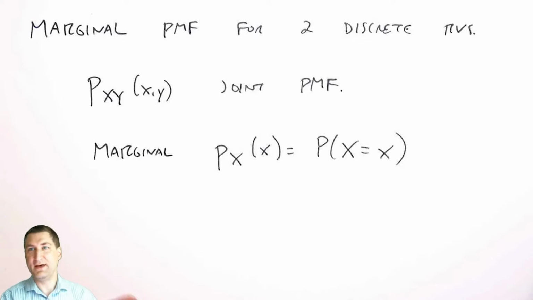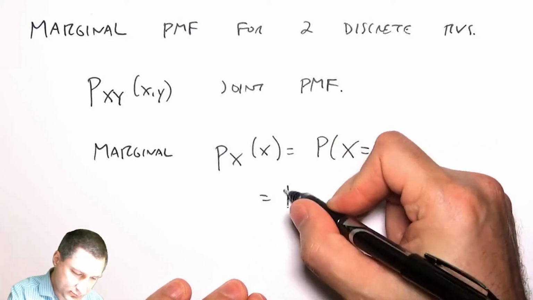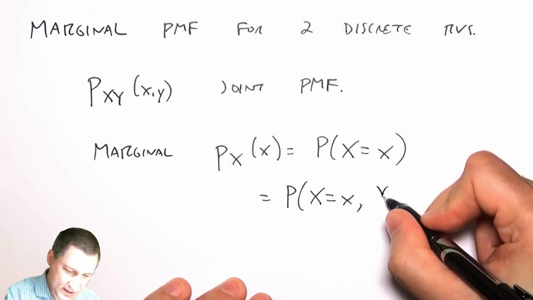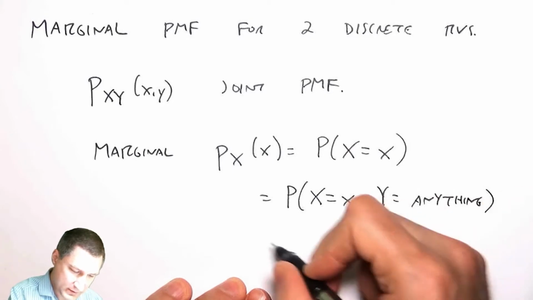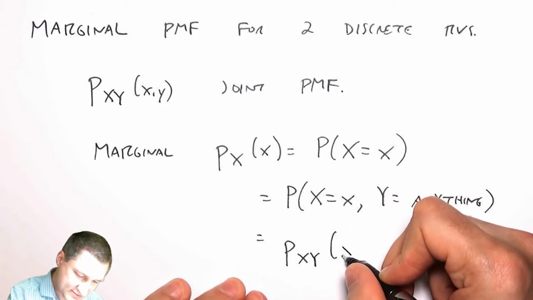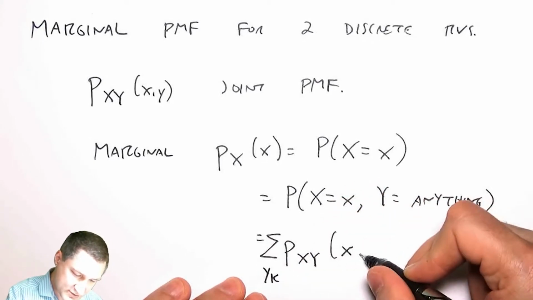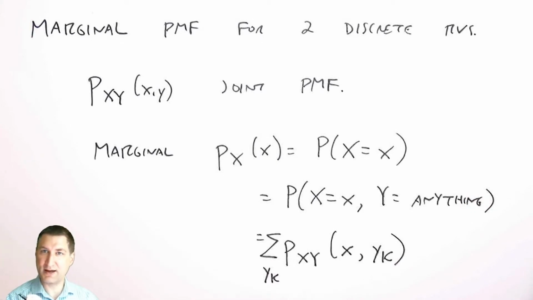So it may be that I give you the joint PMF, and now I want you to tell me, well, what if I don't care about Y? I just want to know about what's happening with X. Well, that's easy to write as saying, I care about this value of X, and Y could be anything, which is something that I can get from the joint PMF by adding up all the values of Y, keeping X fixed at this one number that I care about.